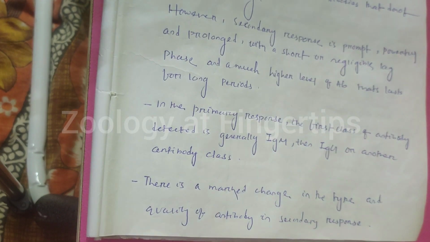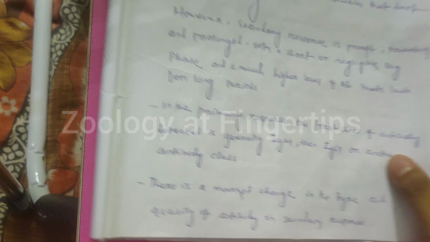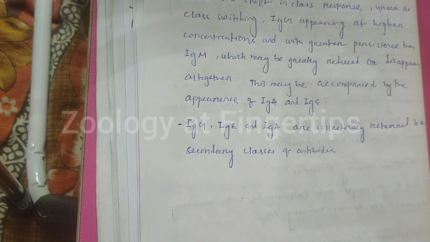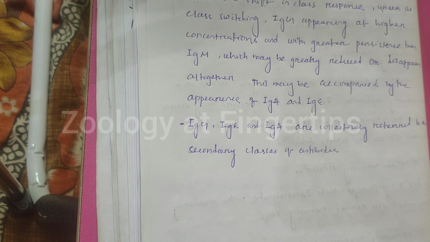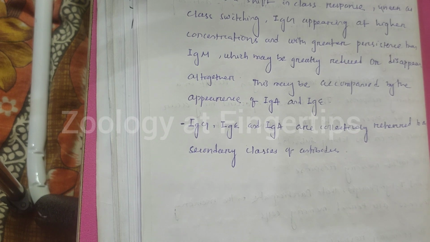In primary response, the first class of antibody is IgM, then IgG or other antibody classes, but there is a marked change in the type and quality of antibody in secondary response. There is a shift of class response known as class switching, IgG appearing at a higher concentration in secondary response, and then IgM. Actually, IgM is not found in secondary response. Other antibodies found in secondary response are IgA and IgE. So IgG, IgE, IgA are collectively referred to as secondary class antibodies.